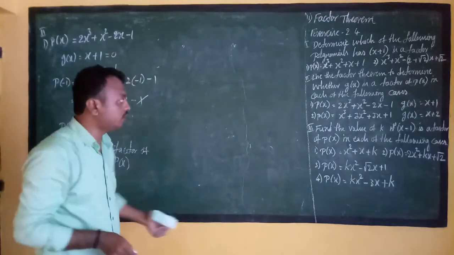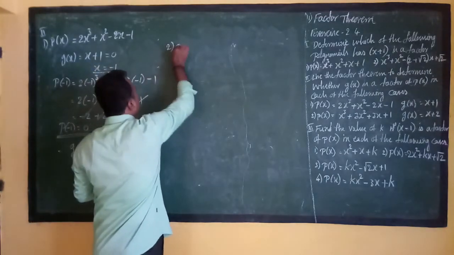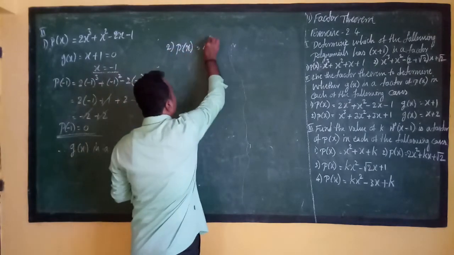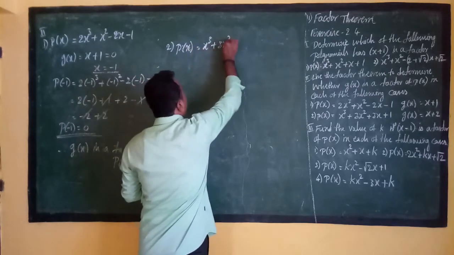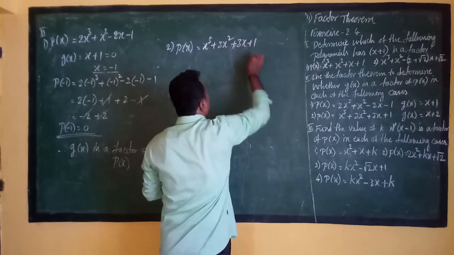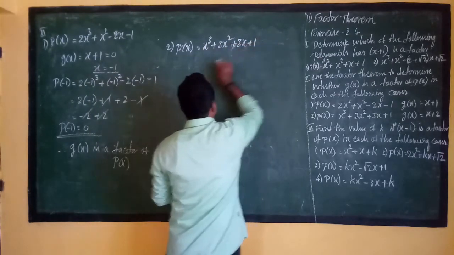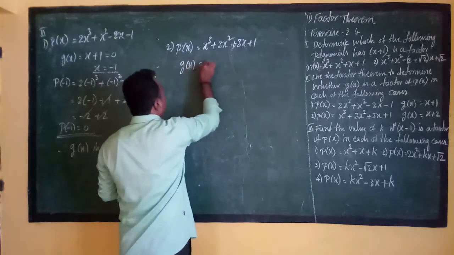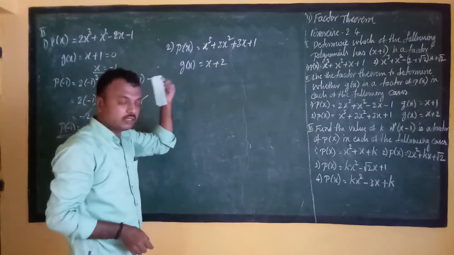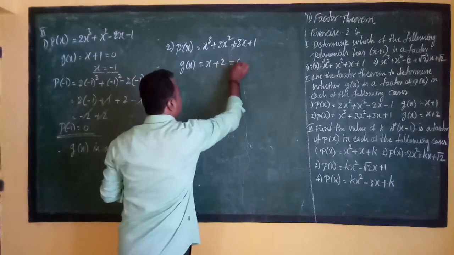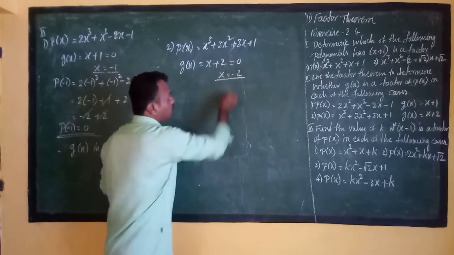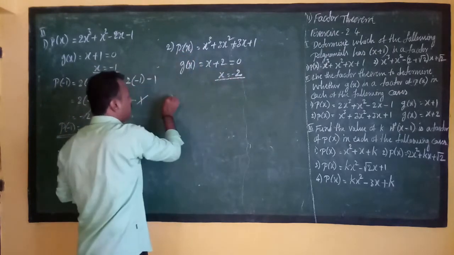So I will go to the second question. P of x is equal to x cube plus 3x square plus 3x plus 1, and g of x is equal to x plus 2. So let us check whether x plus 2 is a factor of P of x. Same procedure. X plus 2 is equated to 0. We have to take out the x value. X becomes minus 2. This value we have to substitute in P of x.